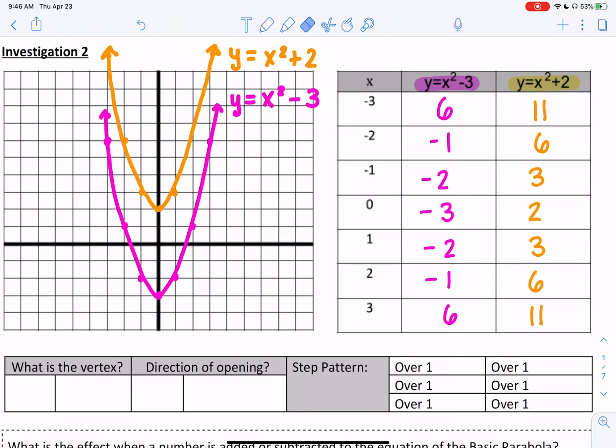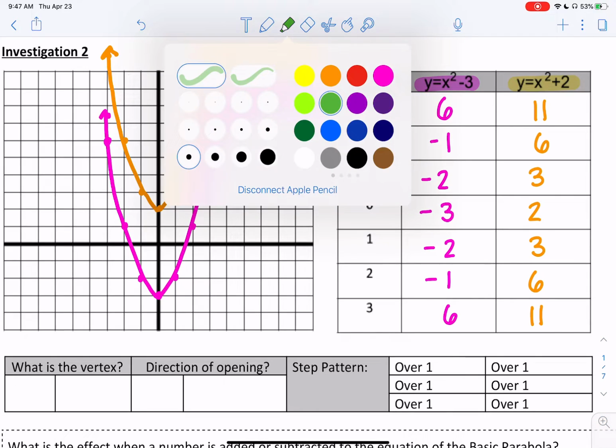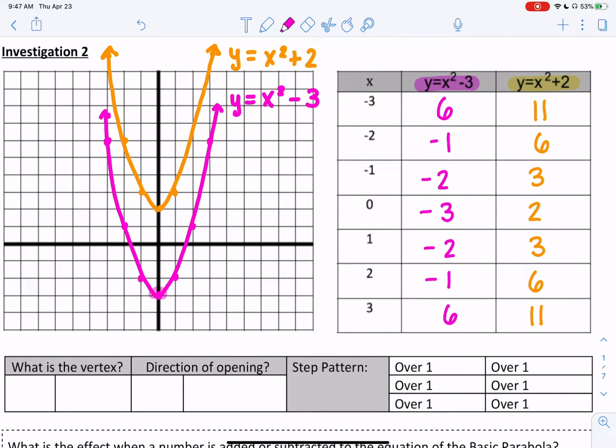And I went through and I filled out the table of values the same way we did above. So you can go through, pause the video if you want to, and fill those out. And then I just plotted the points. So for the pink one, we'll just focus on the pink one for right now. We're going to start by identifying our vertex. So remember that vertex is that little turnaround point right there. And so in this case, our vertex is at (0, -3). And then we look at our direction of opening. Is it facing upwards or is it facing down? And in this case, it's facing up.